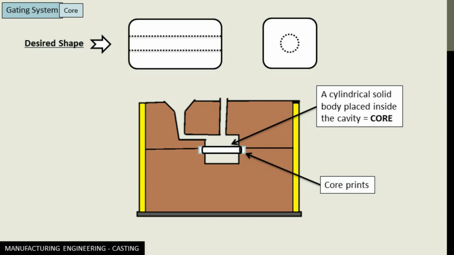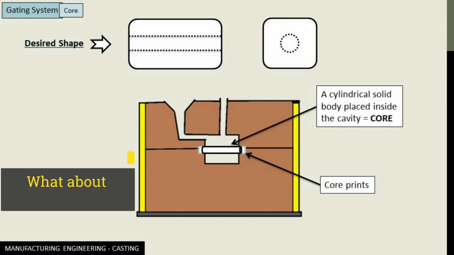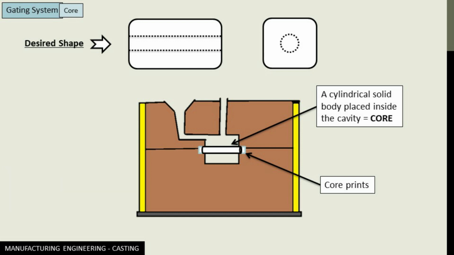Till now, all the discussions we have made correspond to solid castings. But what about hollow castings? What about the outcome in which something hollow is required? Now here comes the role of the core. The core is a component for making hollow casting. Let's understand its uses with this particular example.